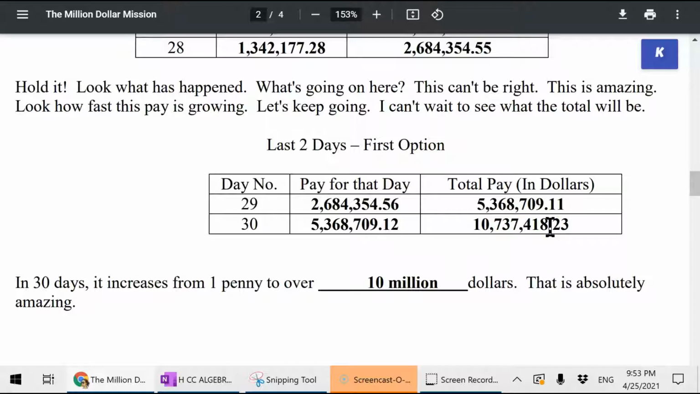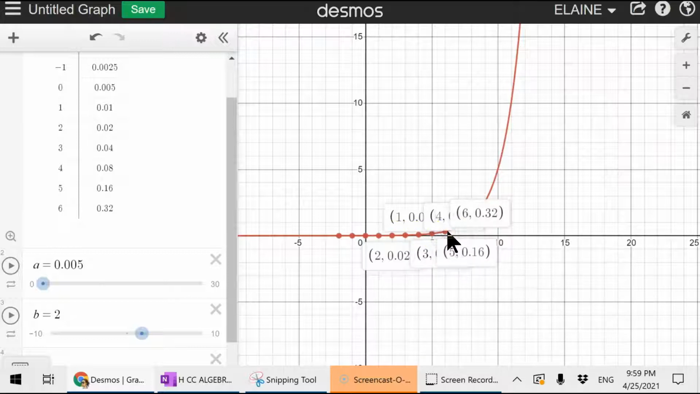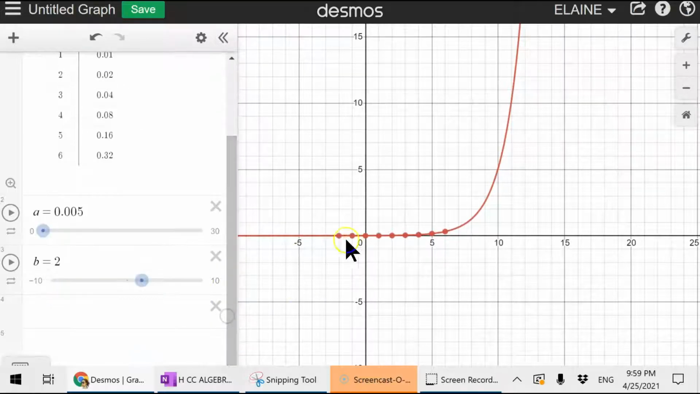This is an exponential function. To graph what was going on here, I had to tweak the function a little bit because at day 0, we wouldn't actually be making 0.005 cents, but at day 1, we'd be making 0.01 cent, at day 2, 0.02 cents, 0.04 cents, 0.08 cents, 0.16 cents, and 0.32 cents. This is what our graph would look like, but our function would have to start at a equals 0.005, and our b value would have to be 2. That's going to give us the function that we want.